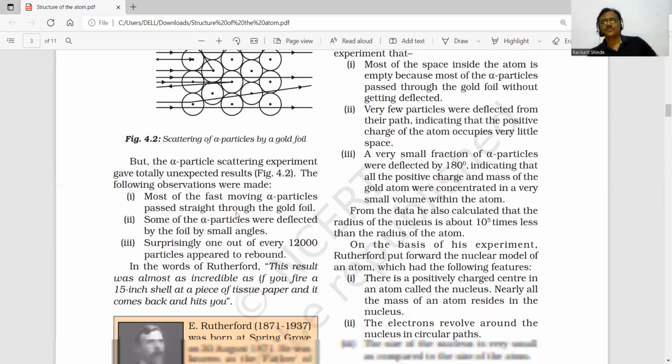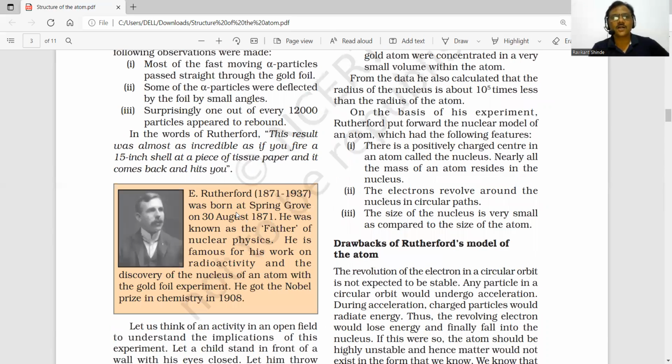Now see what the conclusions of this Rutherford atomic model are. He said that there is a positively charged sphere exactly in the center of the atom. Then electrons revolve around it, around the nucleus, in circular paths. And the size of the nucleus is very, very small as compared to the size of the atom. 10 raised to the power minus 10 meter is the size of the atom, and 10 raised to the power minus 15 meter is the size of the nucleus.